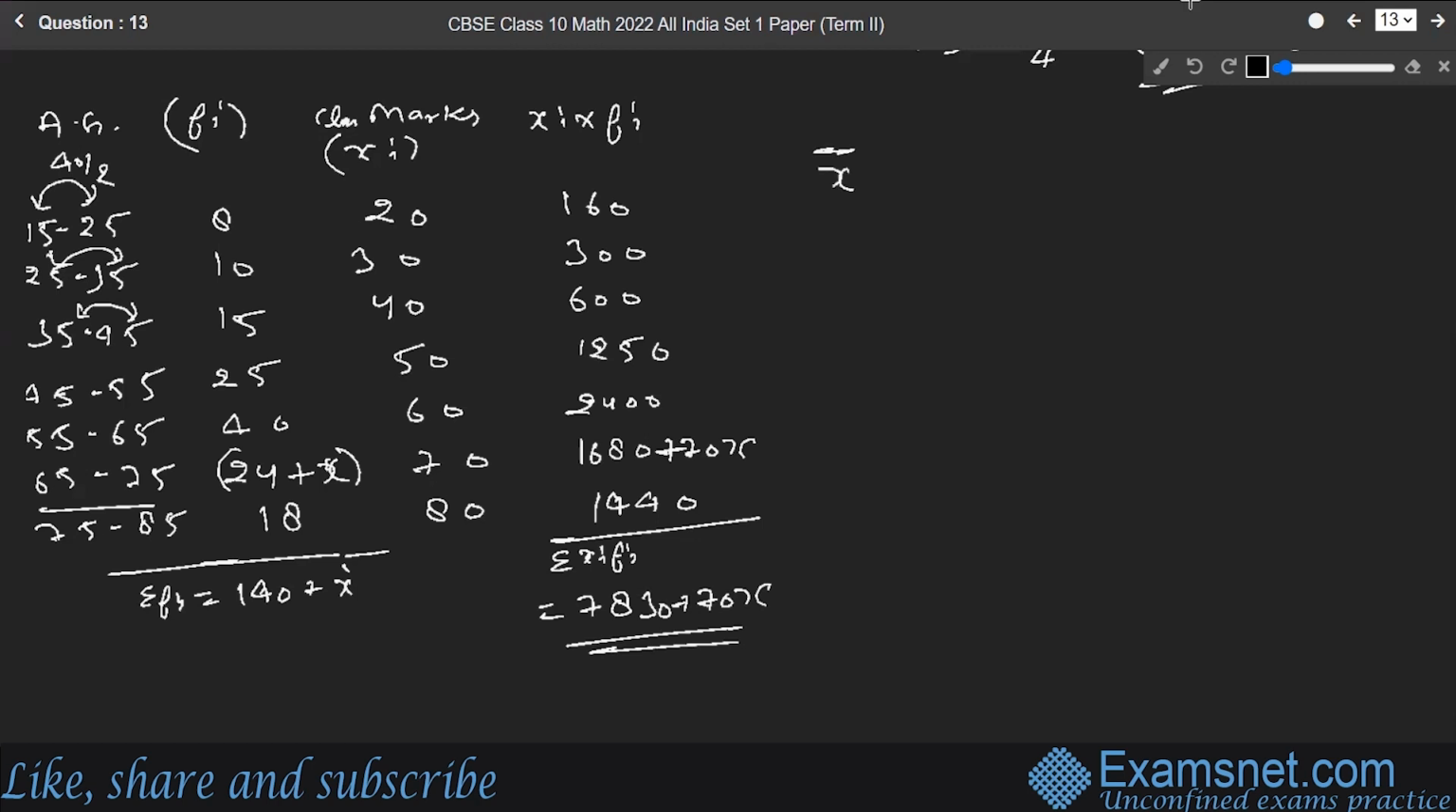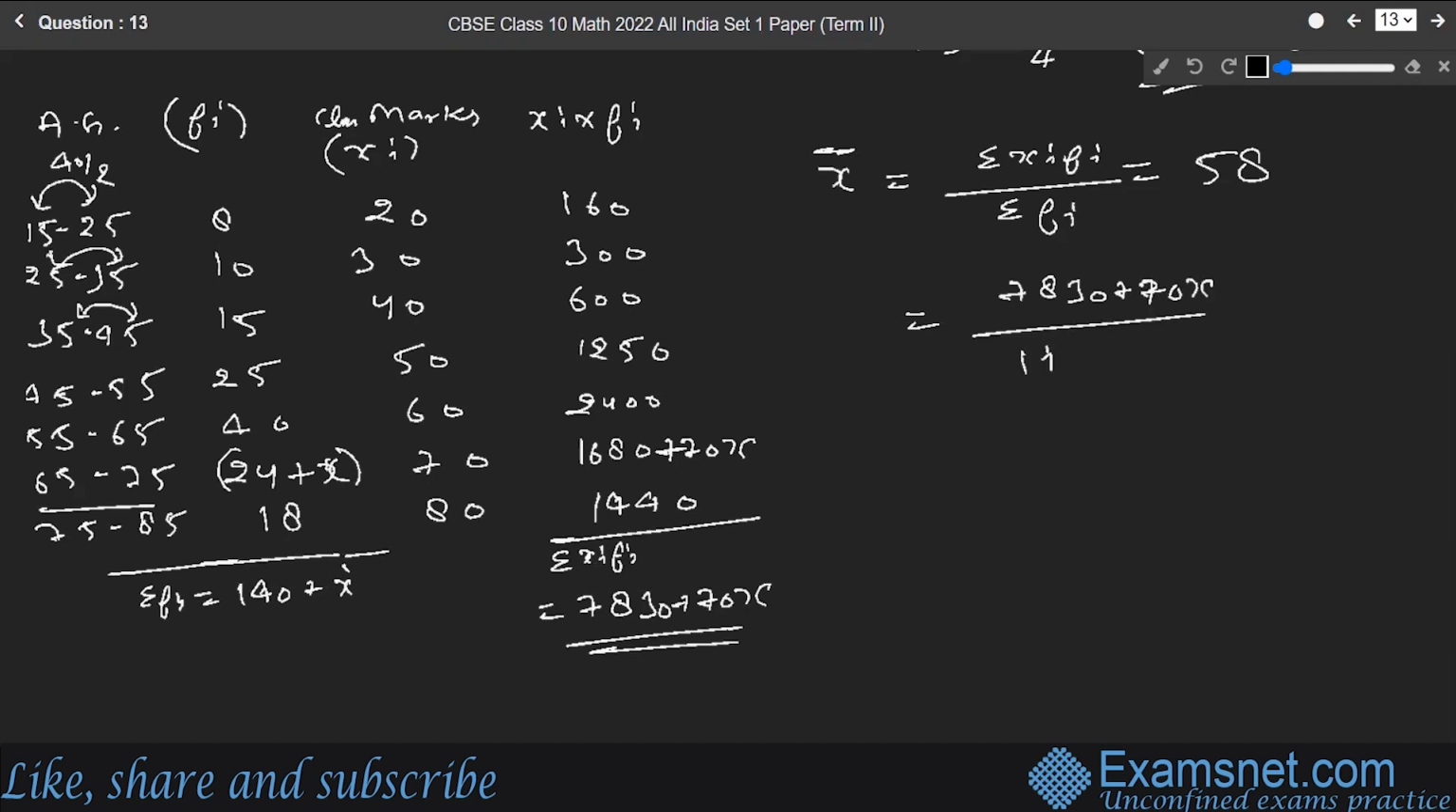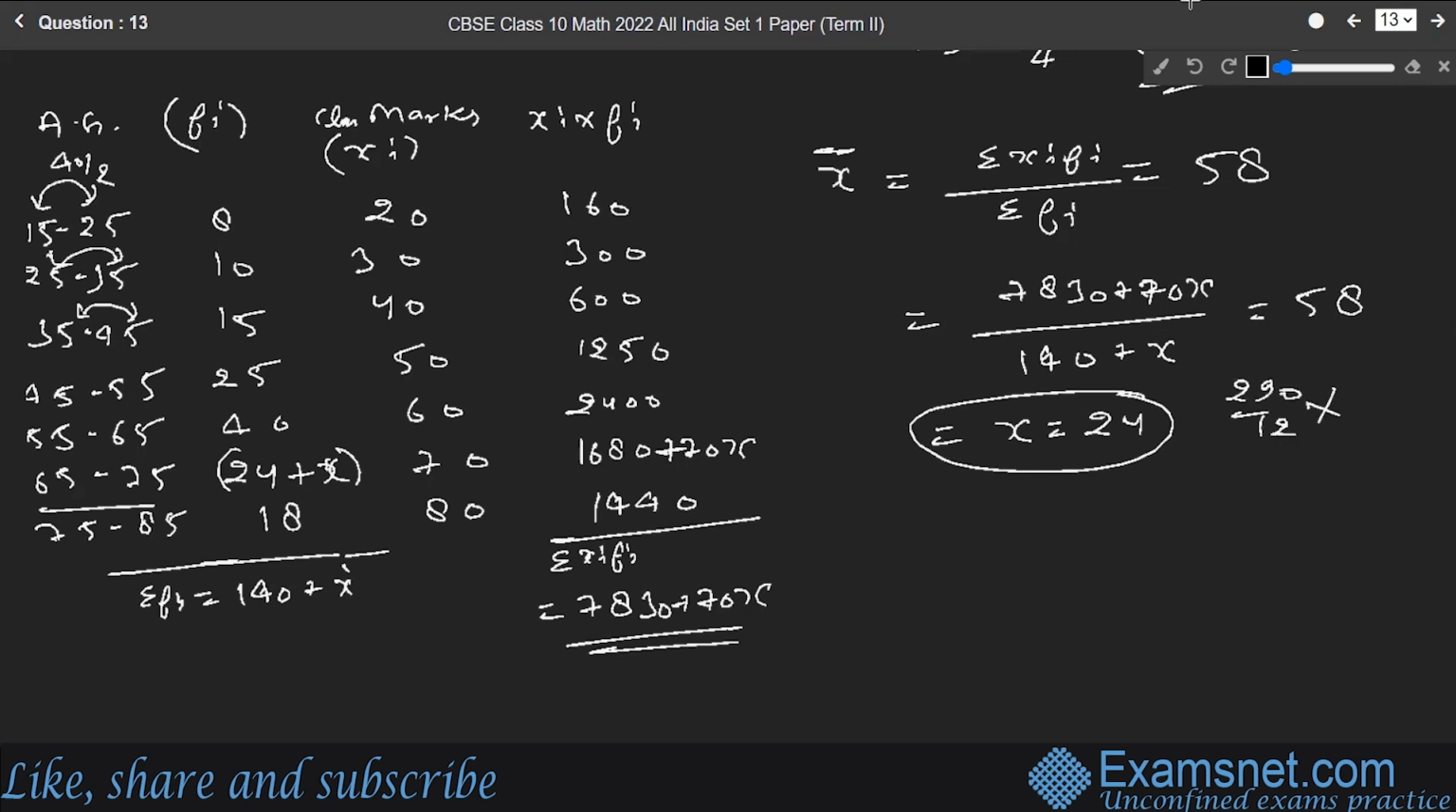Now the mean, X bar, is given as summation Xi Fi divided by summation Fi, and that is already given as 58 in the question. So let us put the values. It is going to be 7830 plus 70x, that's the summation Xi Fi, divided by summation Fi, 140 plus X, is equal to 58. If you solve this further, the X value comes out to be 24. Although X is coming as 290 by 12, which is a decimal, the number of people cannot be in decimal. So we have approximated and rounded it off to 24. So the right answer is 24.